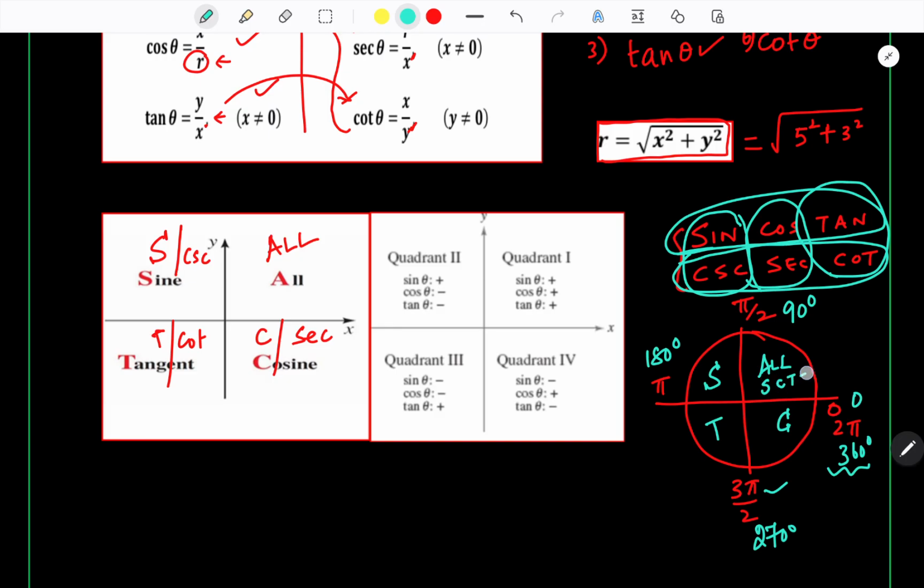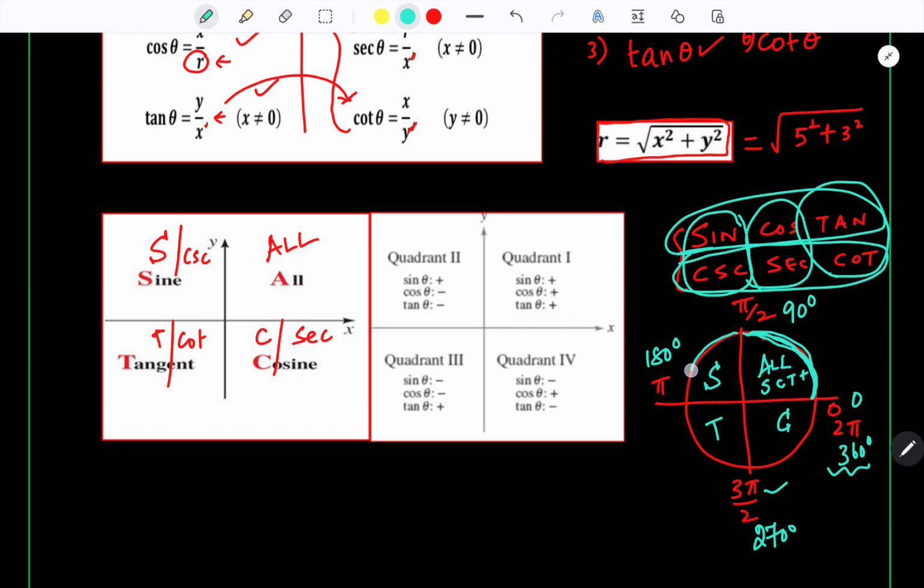Sine, cosine, tan are positive. It means for anything between 0 to 90 degrees, whether sine 45, sine 36, cosine 35, cosine 56, or tan 58, whichever is less than 90 degrees, all the answers are positive. You can check in the calculator.